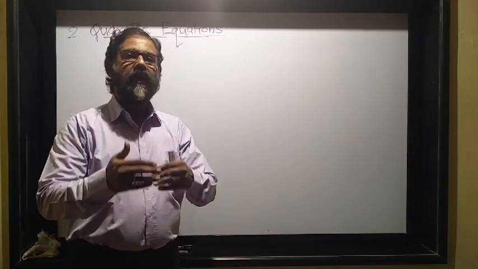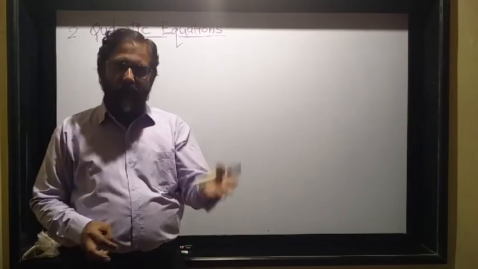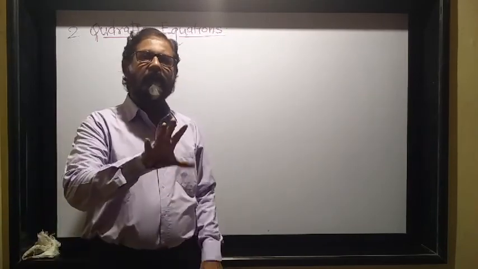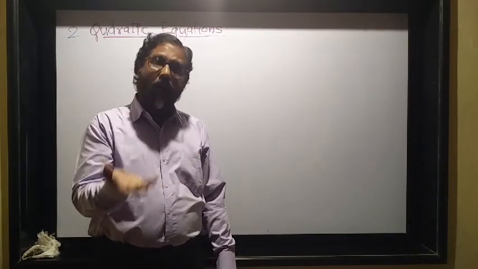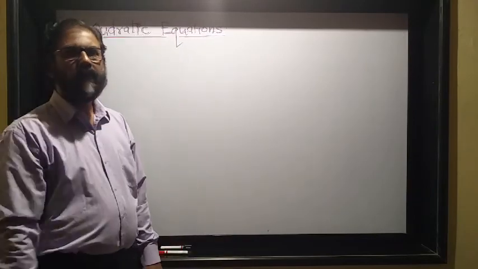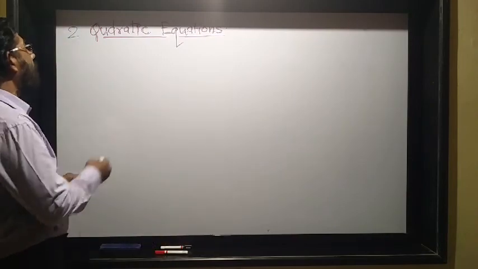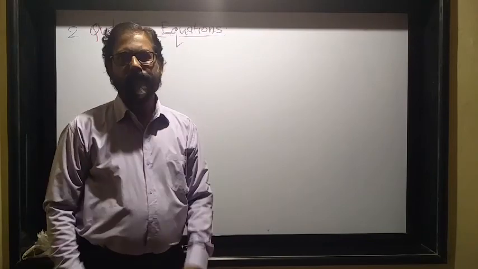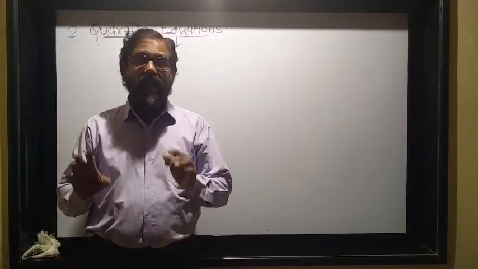You know the monomial, binomial, trinomial, polynomial with one variable. Means that either there is an x or y, only x or y, not x and y. So one variable. In case of quadratic equation, you will find here the word quadratic comes from the quadratus. The quadratus means square.